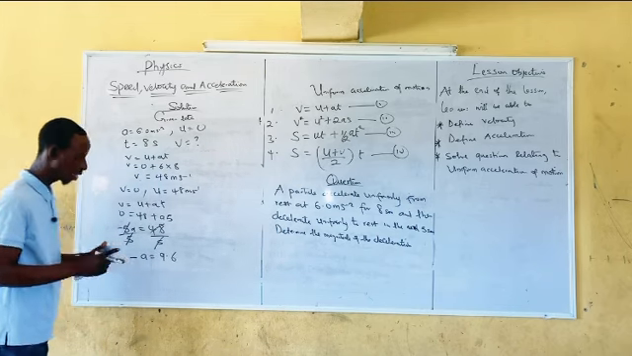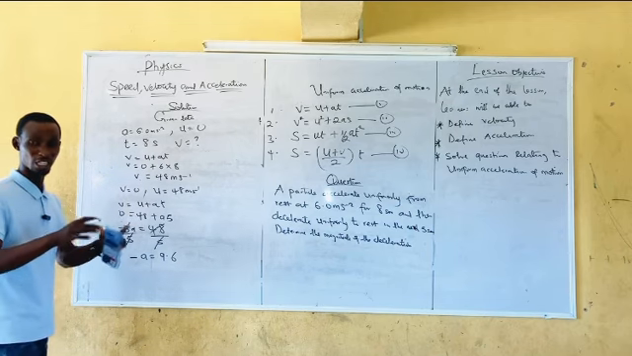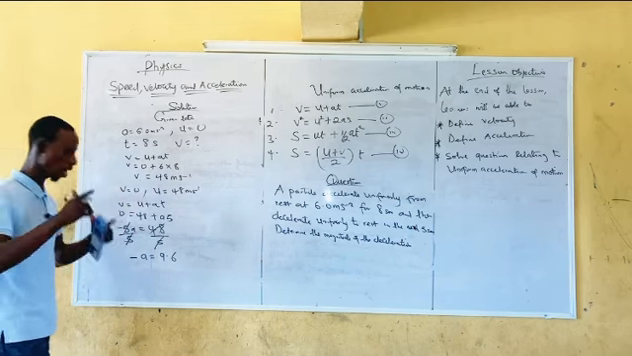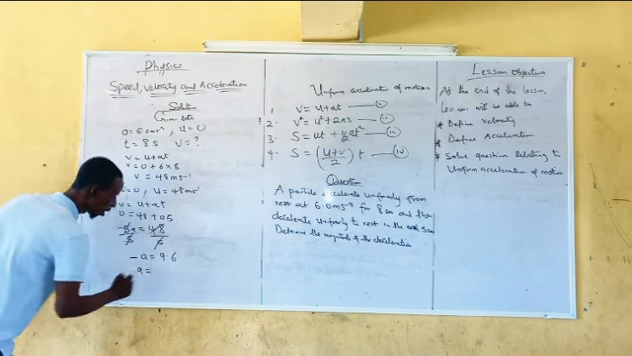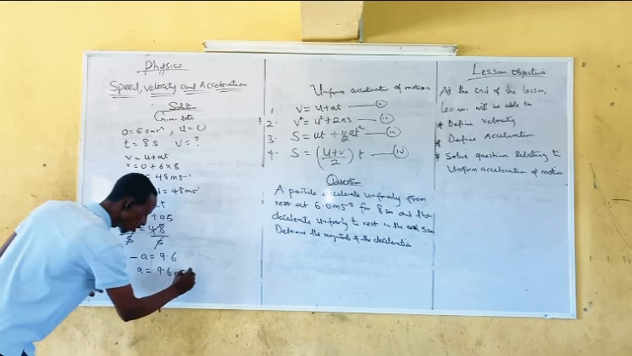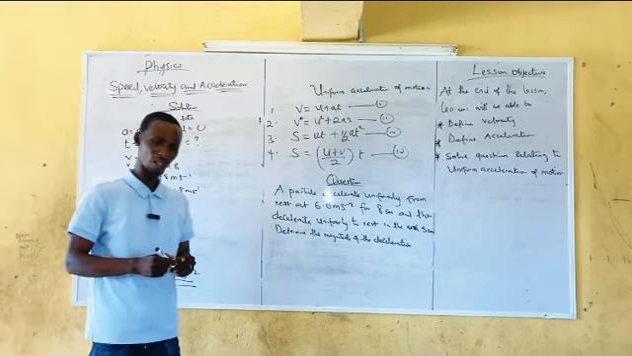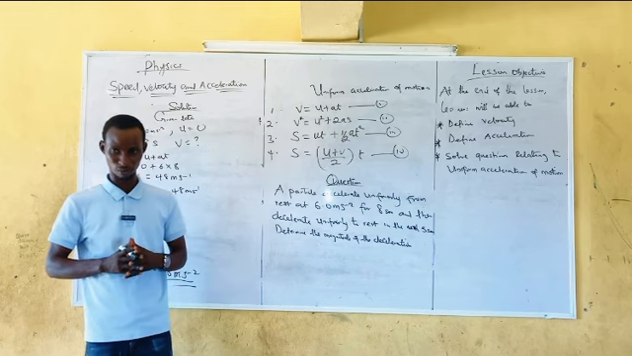We won't put the negative in the acceleration. We all know that deceleration is negative acceleration. So our a is now equal to 9.6 meters per second squared. That's our final answer.